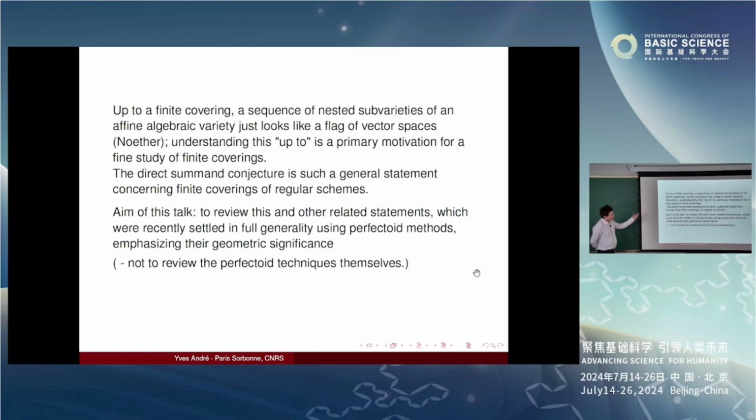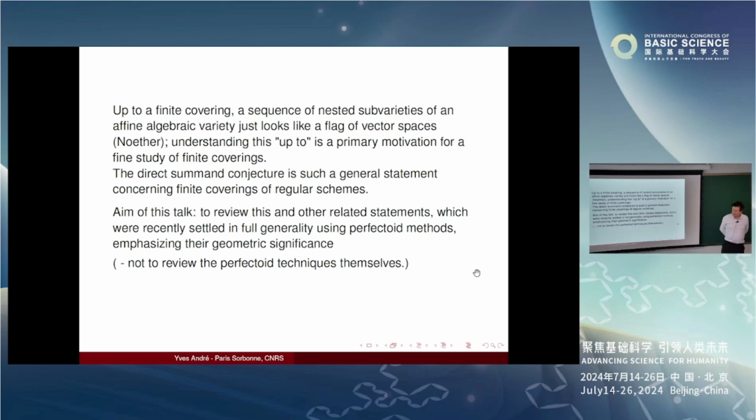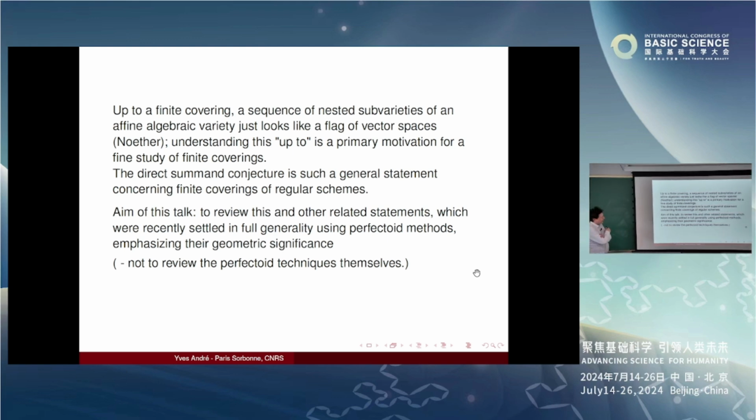This is essentially the aim of this presentation, to explain that actually this has a deep geometric meaning. And I will review this statement, but also other related statements, which in the original formulation by Hochster look even much more mysterious for algebraic geometry, but which are very much geometric in essence.